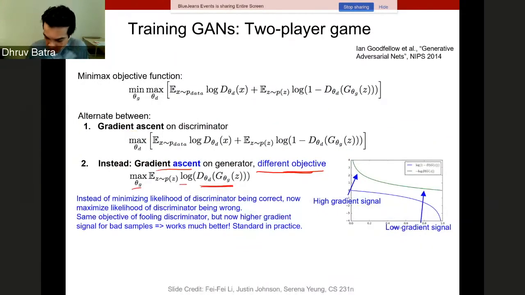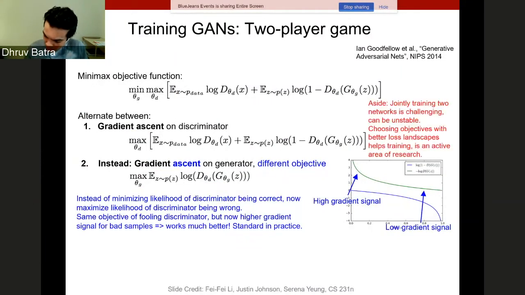Okay. All right. So, by the way, jointly training these two is an open research question. There are a number of papers still trying to figure out what is the best optimization regime for this, and really the dust has not settled on this area.